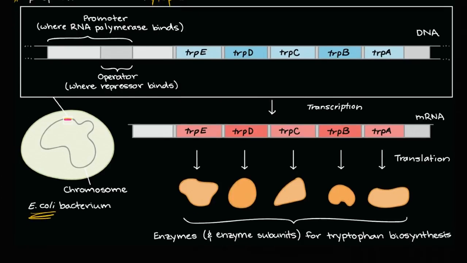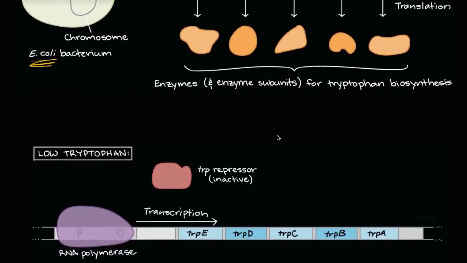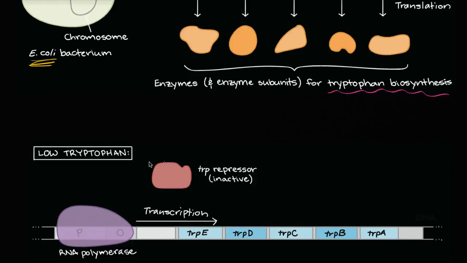So let's think about how this works. If we are in a low tryptophan environment, our E. coli needs tryptophan. It needs that amino acid as a building block for its proteins. So in that world, it makes sense that in a low tryptophan environment, the RNA polymerase can just latch on to the promoter and begin the transcription process. Transcribe these 5 genes into mRNA, which then can be translated into those enzymes, and then you will have more tryptophan biosynthesis.